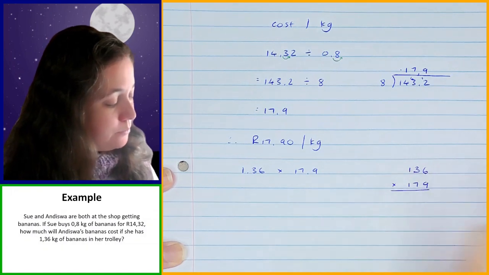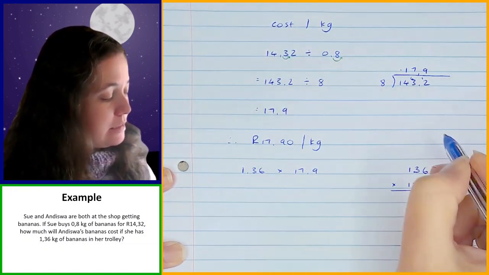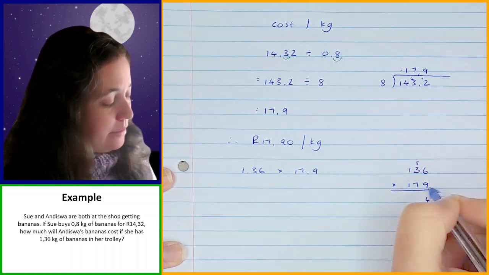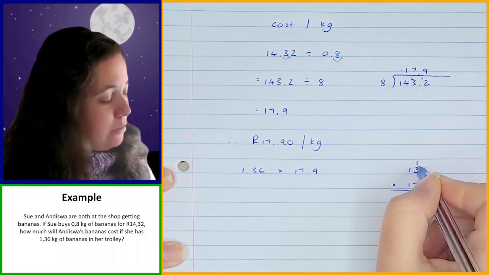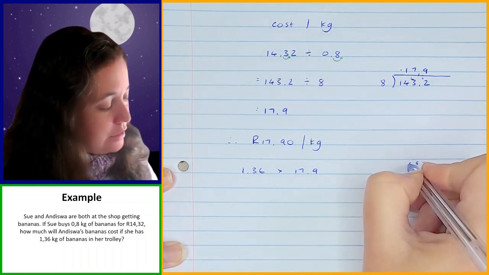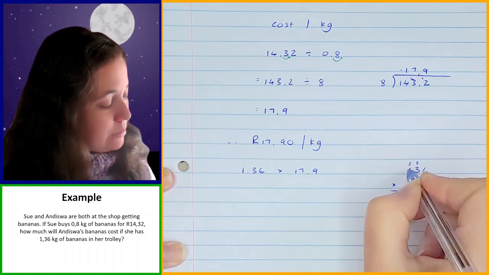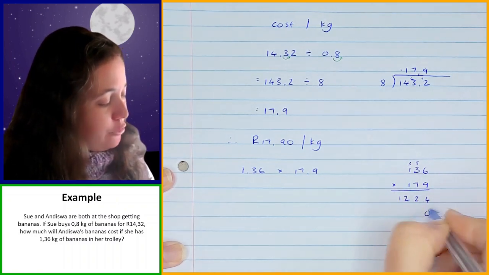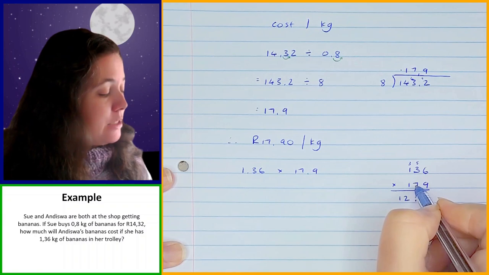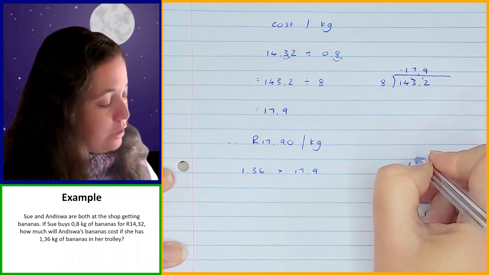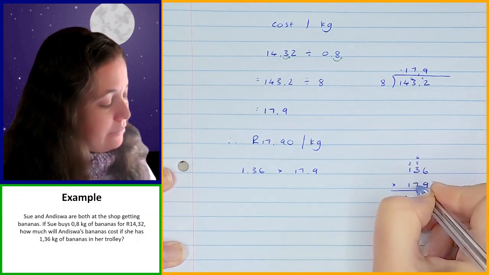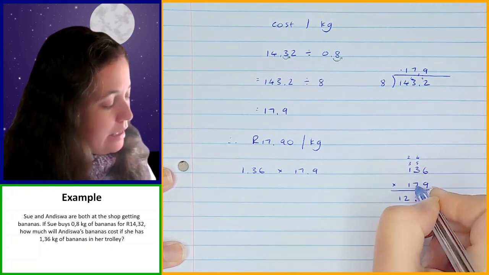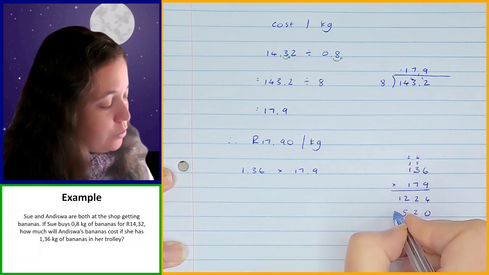Okay, so first, 9 times 6. 9 times 6 is 54, so I put my 5 over there, my 4 over there. Then 9 times 3 is 27, plus 5 is 32. Then 9 times 1 is 9, plus 3 is 12. Okay, now I'm going to put down a 0 because I'm multiplying by 70. So then I have 7 times 6 is 42. 7 times 3 is 21, plus 4 is 25. 7 times 1 is 7, plus 2 is 9.